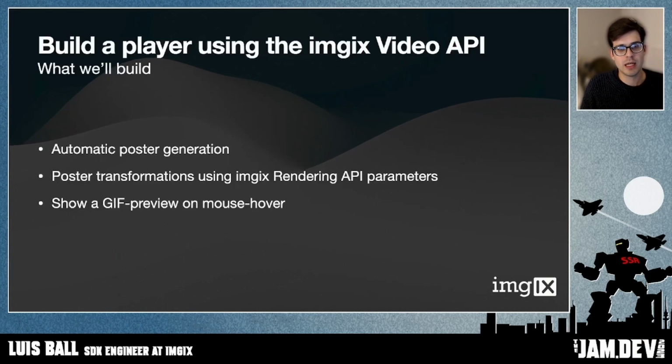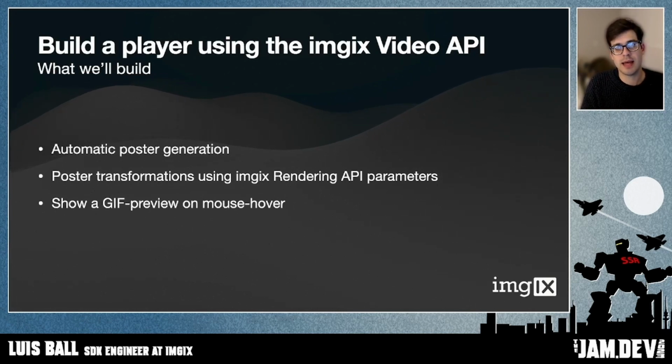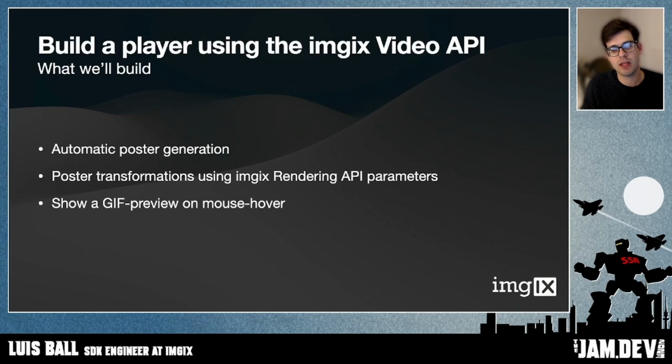What are we going to build? We're going to add automatic poster generation to our player. So no matter what Imgix video we give it, it'll grab a thumbnail from a certain time in the video. And then we're going to add poster transformations. We're going to use the Imgix rendering API to transform the posters to do things like add a watermark, or blur the image, or add a title to our posters. And then we're going to add GIF on hover previews. So we're going to add functionality that gives user a preview of what they're going to watch by displaying a GIF when the mouse hovers over the video.